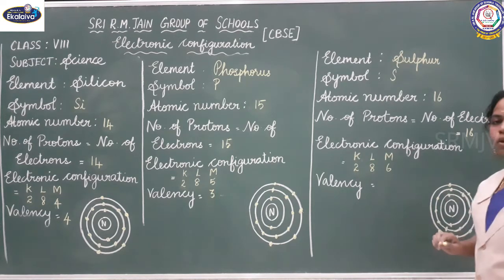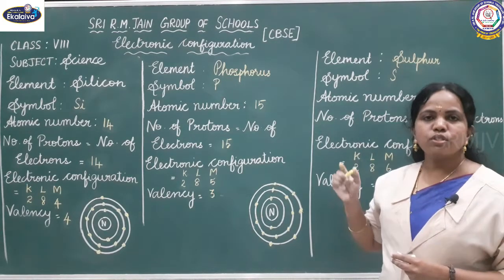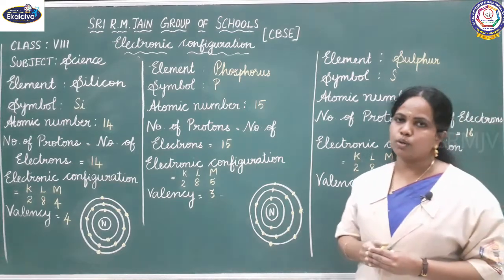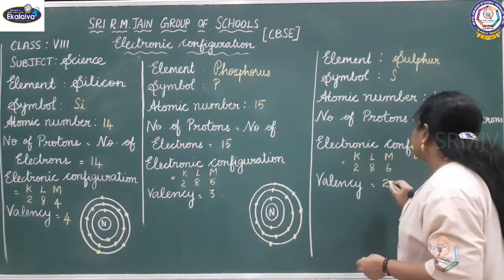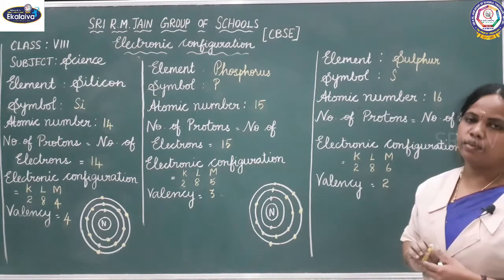So what is the valency of sulphur, children? Outermost shell contains 6 valence electrons. So 8 minus 6 will give us 2. So 2 is the valency of sulphur.